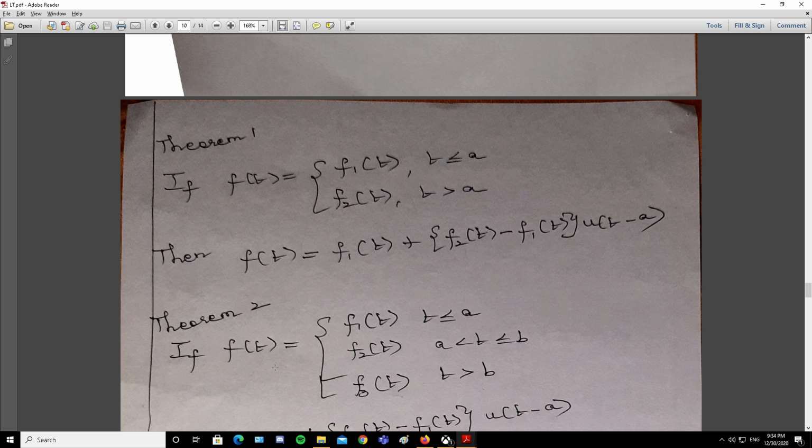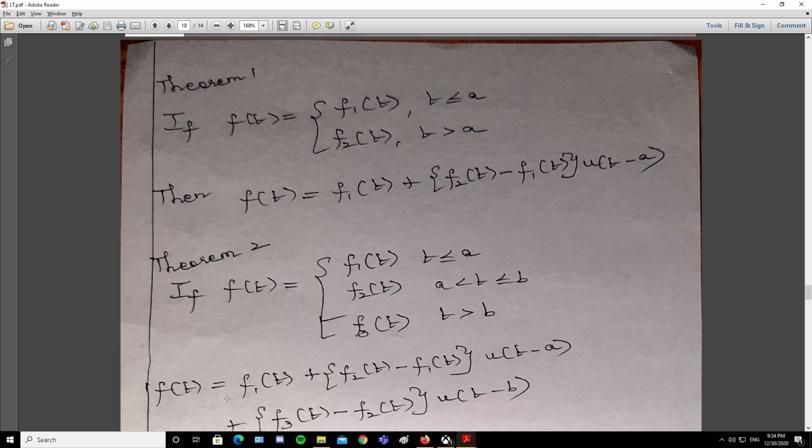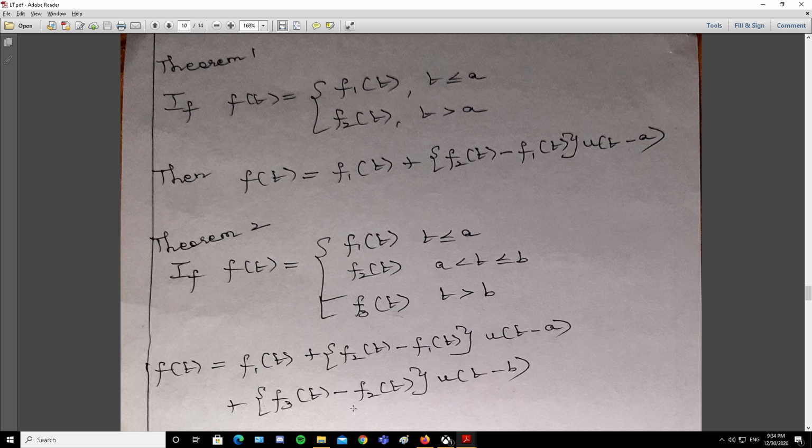Similarly, for the second theorem, if f of t is defined in three subintervals, f1 of t for t less than or equal to a, f2 of t for t lying between a and b, f3 of t for t greater than b, then f of t can be written as f1 plus f2 minus f1 u of t minus a plus f3 minus f2 u of t minus b. So if you have f of t expressed in two subintervals, make use of theorem 1. If you have f of t expressed in three subintervals, make use of theorem 2. You don't have to learn the proof for these two theorems, but you should remember the statements.